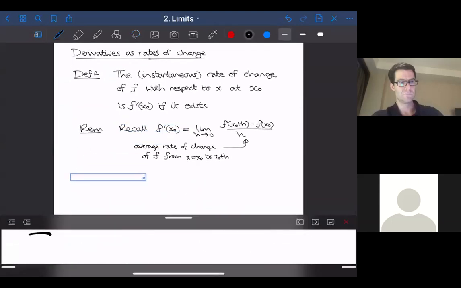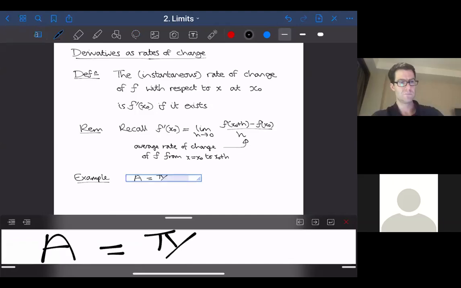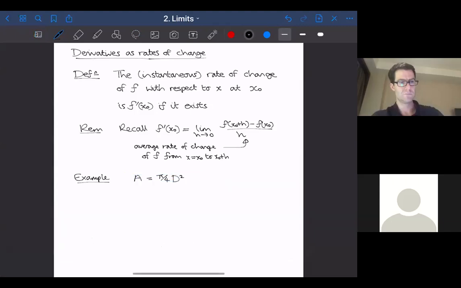So an example: the area of a circle is pi over 4 times the diameter squared.